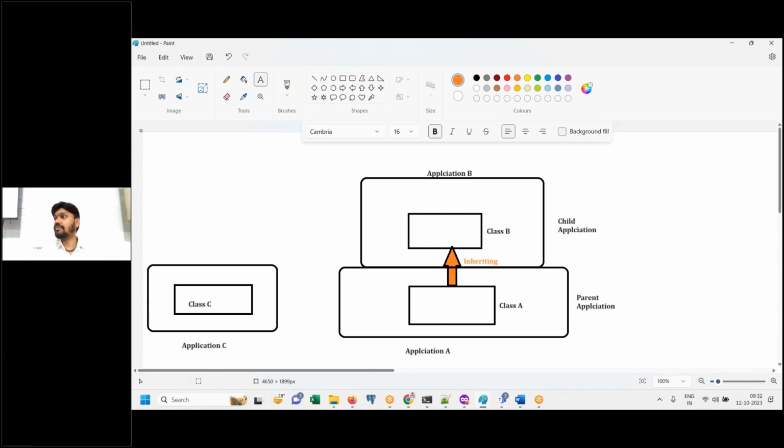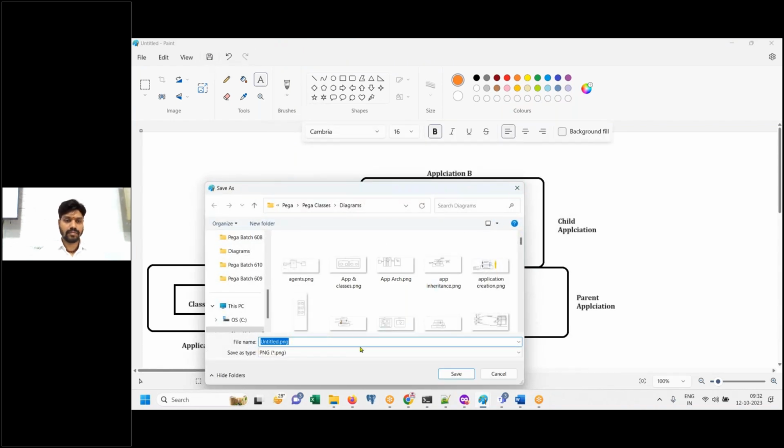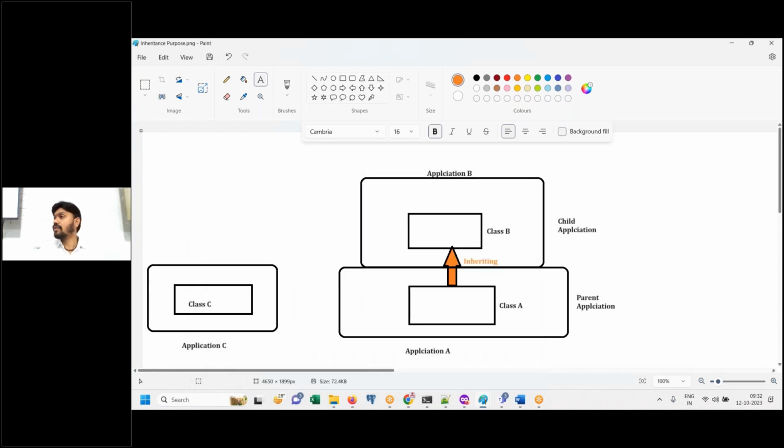Class B can access both class A, the parent class, and class B by creating both as a framework application. Can class B inherit class C? Reverse is not possible. Always remember, parent to child is possible. Child to parent is not possible.